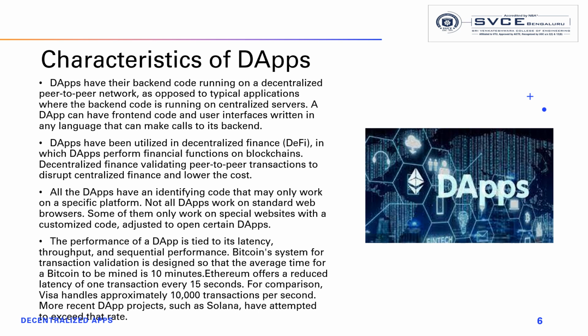The performance of a DApp is tied to its latency, throughput, and sequential performance. The Bitcoin system for transaction validation is designed so that the average time for a Bitcoin to be mined is 10 minutes. Ethereum offers a reduced latency of one transaction every 15 seconds. For comparison, Visa handles approximately 10,000 transactions per second. More recent DApp projects such as Solana have attempted to exceed that rate.